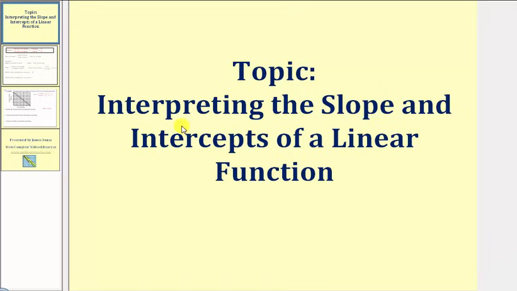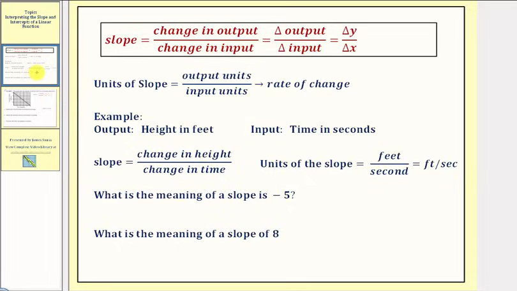Welcome to a lesson on interpreting the slope and intercepts of a linear function. Let's begin by talking about the slope. We know the slope is equal to the ratio of the change in output to the change in input, but to understand the meaning of the slope, we want to focus on the units of the slope.